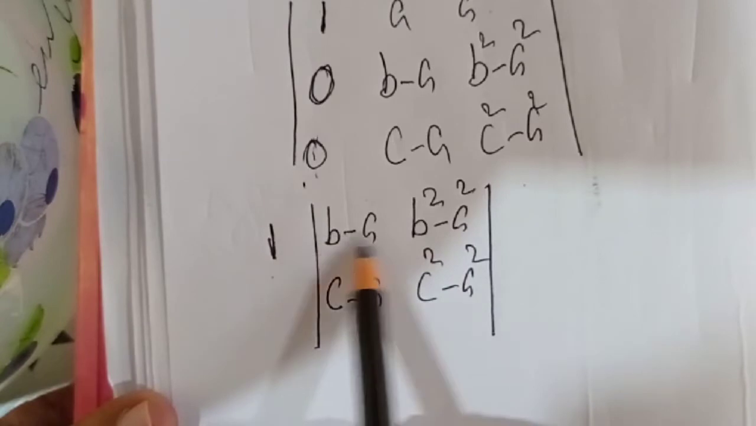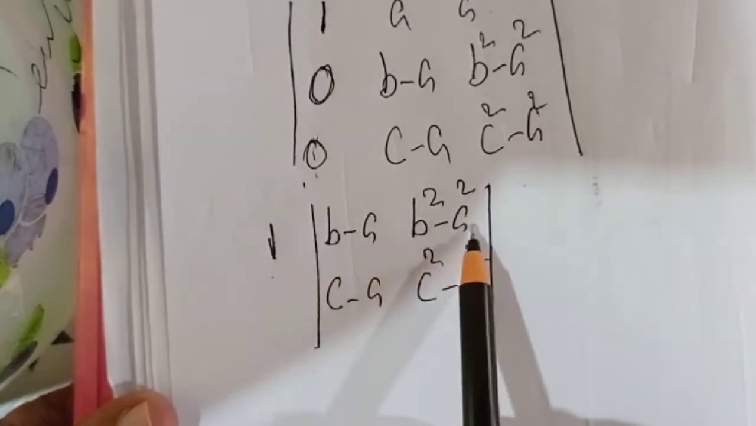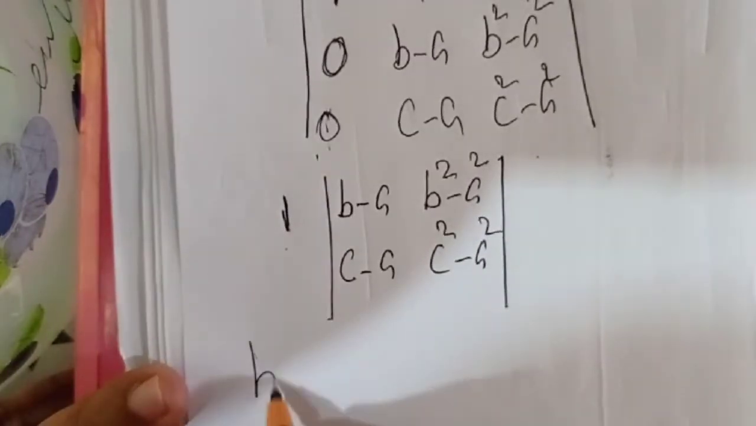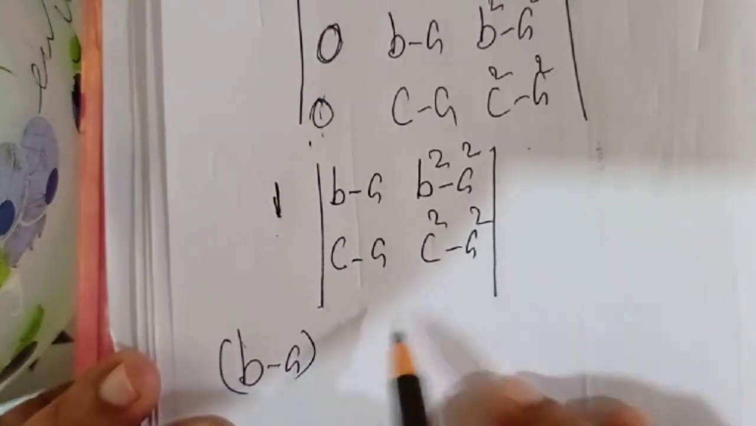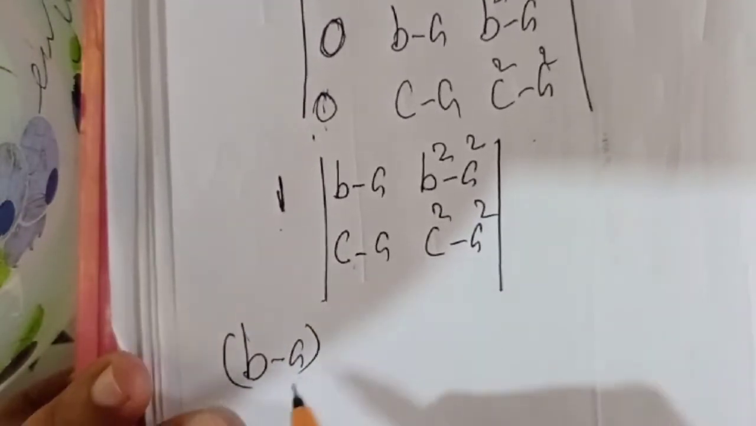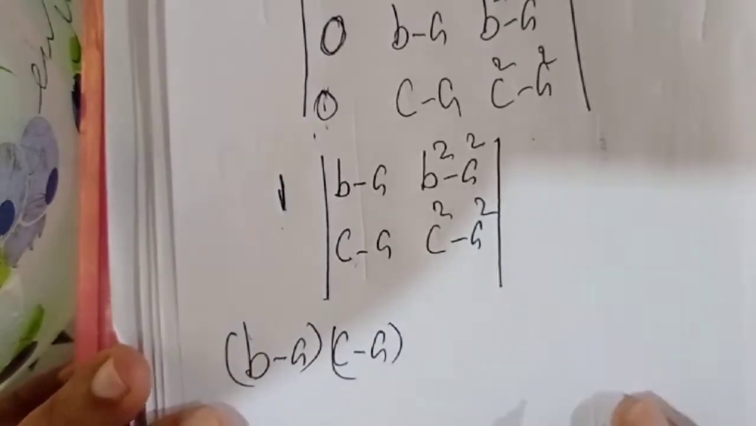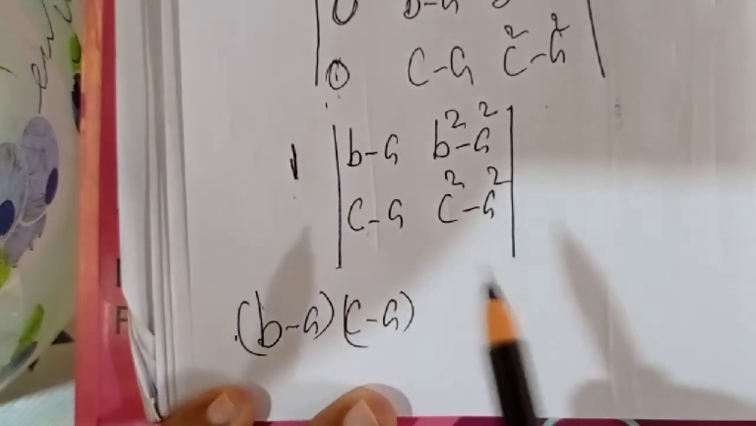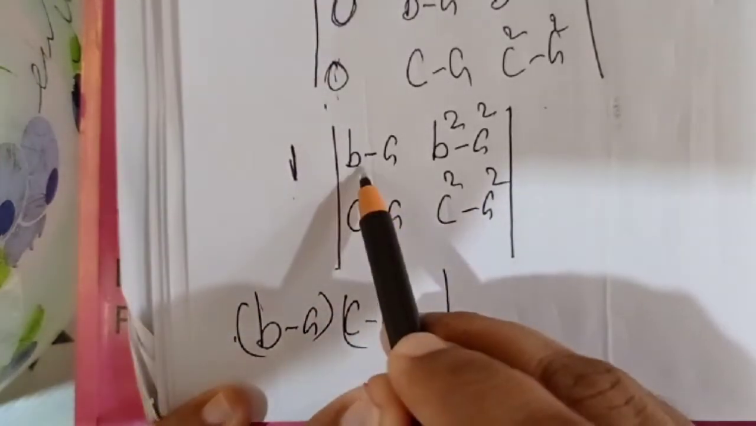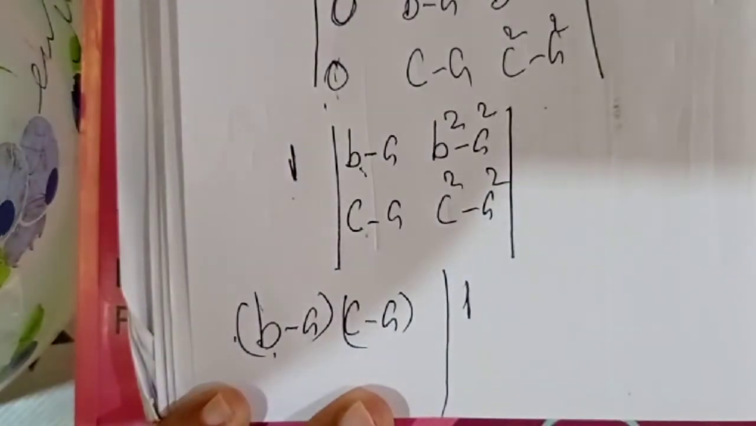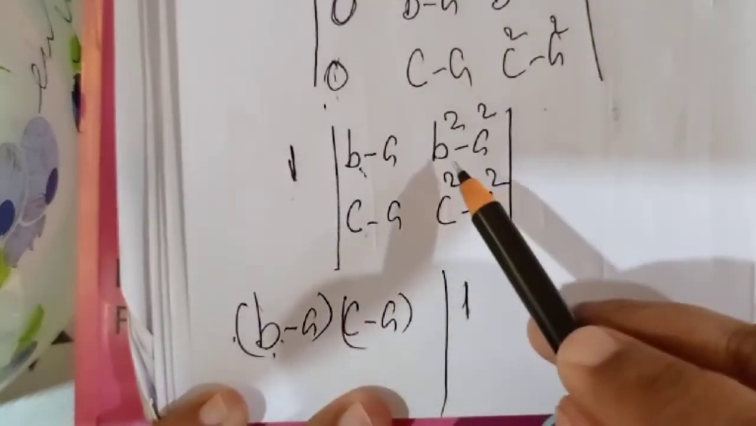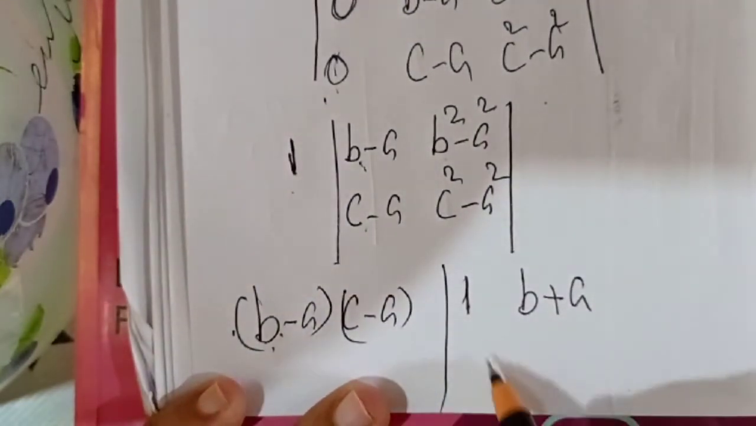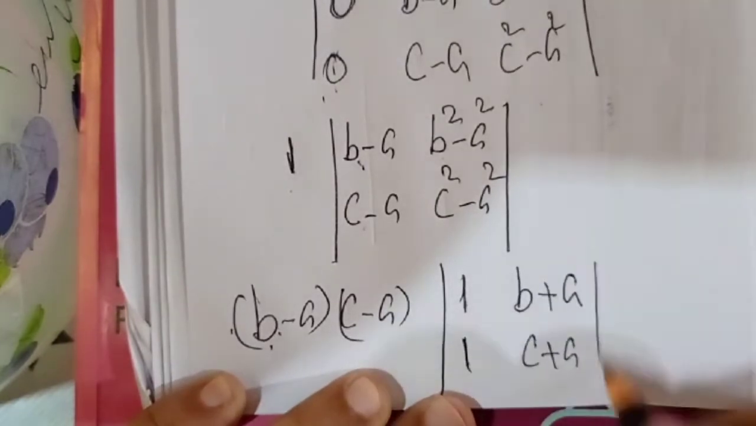Look at the first row. Is there any common factor in the first row? b minus a, b square minus a square. Yes, b minus a is common. Look at the second row. What is common? c minus a is also common. From the first row, b minus a is common. From the second row, c minus a is common. When you take b minus a outside, you will get 1. When you take b minus a from b square minus a square, you know what is the remaining? b plus a. Here also 1 and c plus a. Okay.